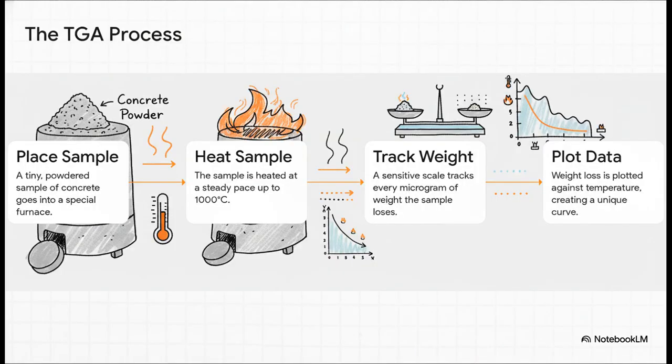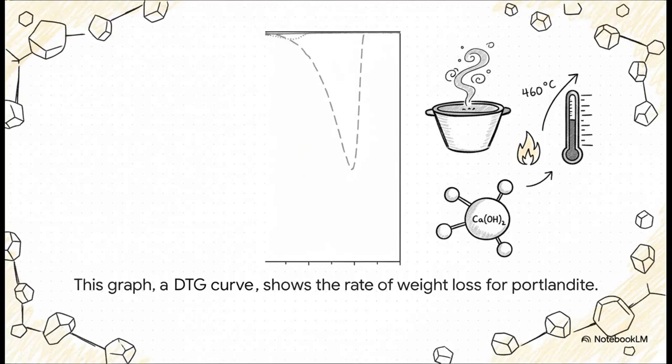The process itself is pretty straightforward. You take a tiny powdered sample of our concrete and you put it into this special furnace. Then we turn up the heat at a really steady pace, maybe 20 degrees Celsius per minute, all the way up to 1,000 degrees. The whole time, an incredibly sensitive scale is tracking every single microgram of weight the sample loses along the way. And this is what you get.